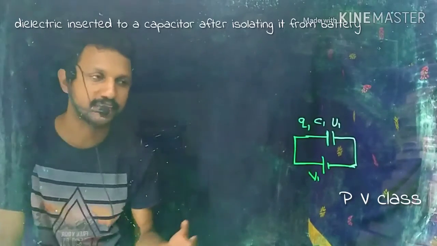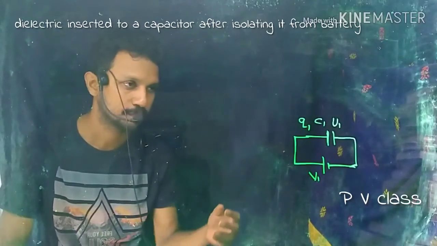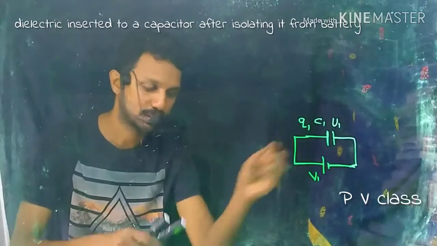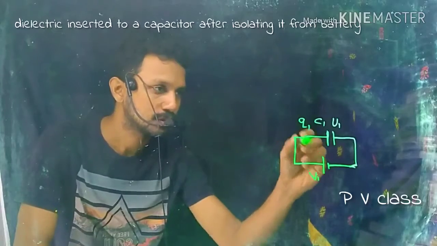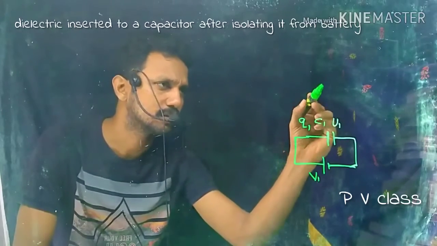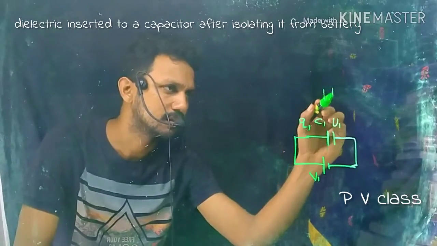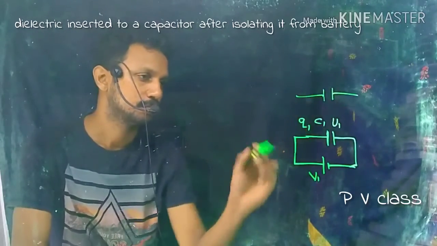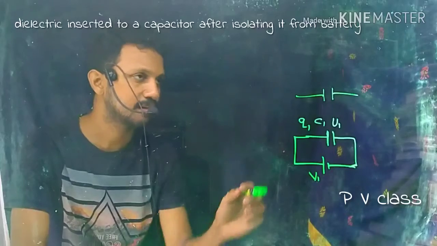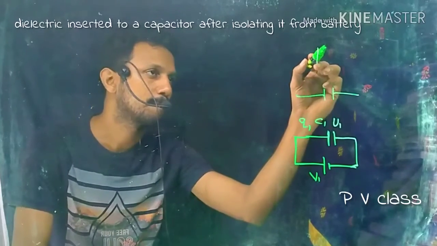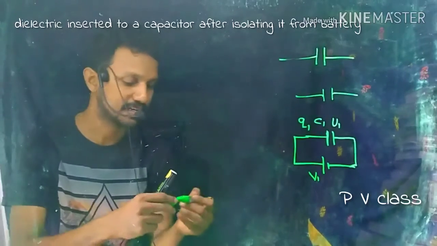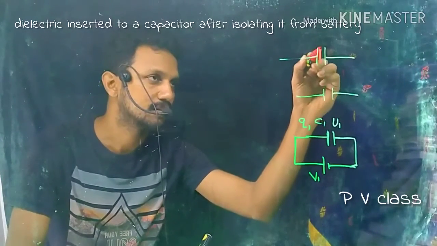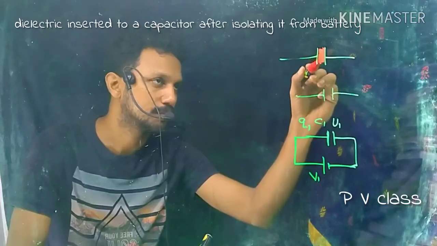Now, as a second case, we are going to discuss the change in the capacitance. If we have this capacitor and, after charging the capacitor, I am isolating it, then I am inserting a dielectric into the capacitor.